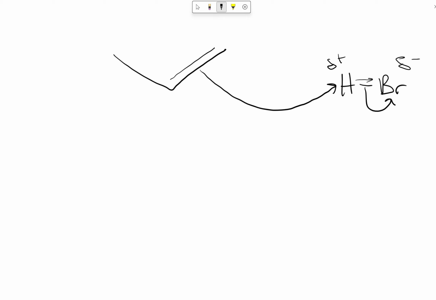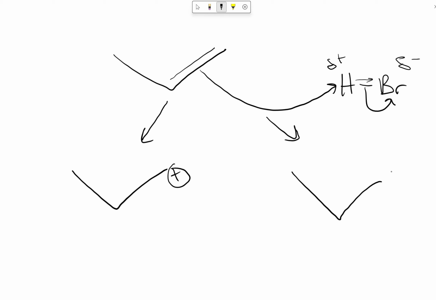So it can go one of two ways. The hydrogen can bond to the molecule and allow this carbon to be slightly positive, or it can bond to the molecule and make this carbon slightly positive. So our new hydrogen that is being added can either be added there or added there. Now, there is a difference between these two products, or these two intermediates, rather.